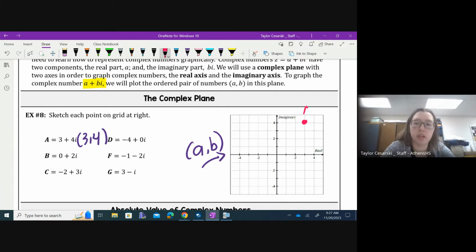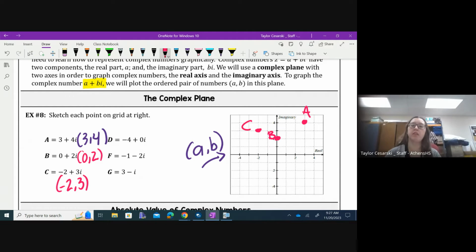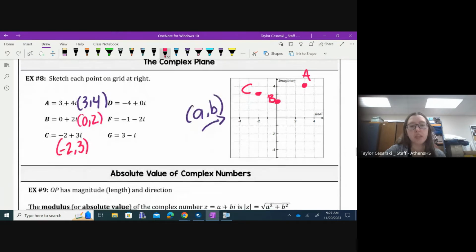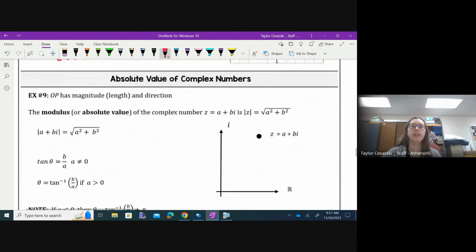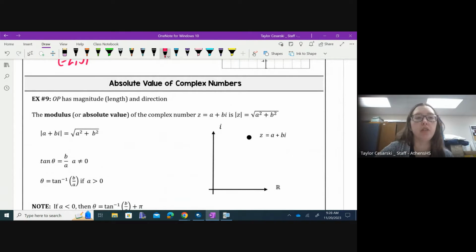So like this up here would be point A. 0 plus 2i would correspond to the point (0, 2) if we're thinking about it like that. That's B, and then we'll do one more, negative 2, 3. So again, it's just a different way of plotting these points, of thinking about them as a real component versus an imaginary component. All right. So this will be very important when we get to vectors next unit as well.